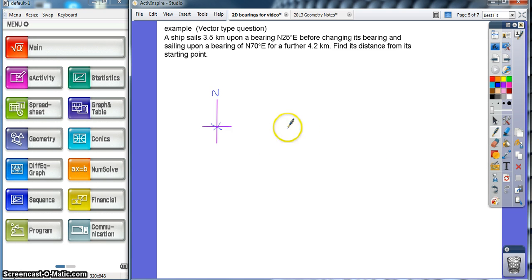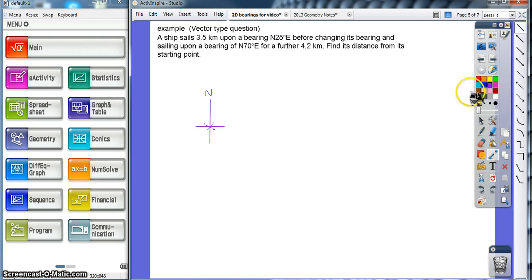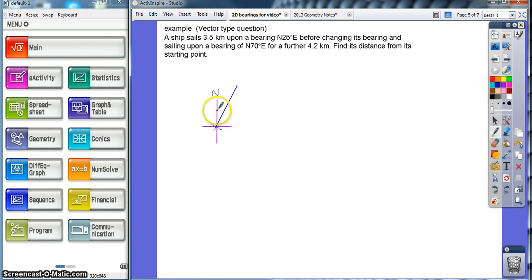Then north 25 east, that's north, and then I go 25 degrees this way. Gives me, let's use blue for the path of this ship. So 25, something like that. And as we go, fill in everything that we know, 25 degrees. Okay, he gets to a certain point here, that's after he's travelled for 3.5 kilometres.